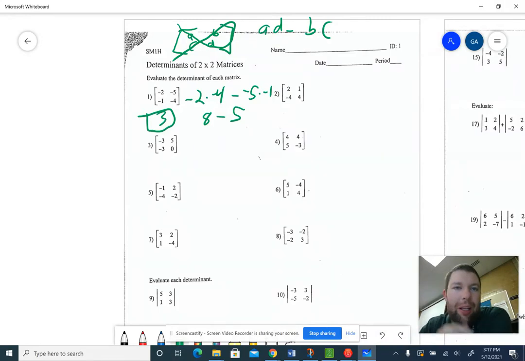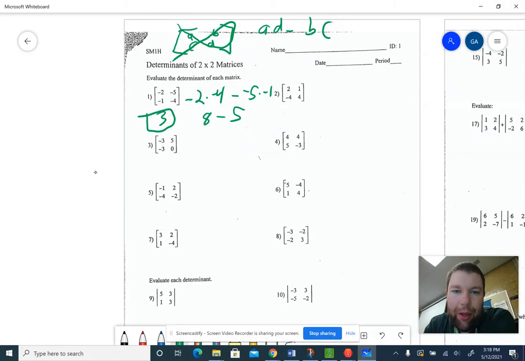Now, determinants can be represented a couple of ways. They can tell you to find the determinant, or anytime you see the vertical lines, like right here on the matrix, that's telling you it wants you to find the determinant. So when you see a matrix like this, it wants you to find the determinant. Really, this is just the same thing across this whole page.